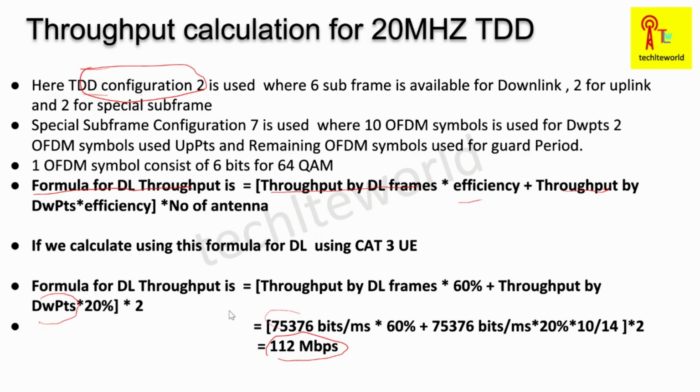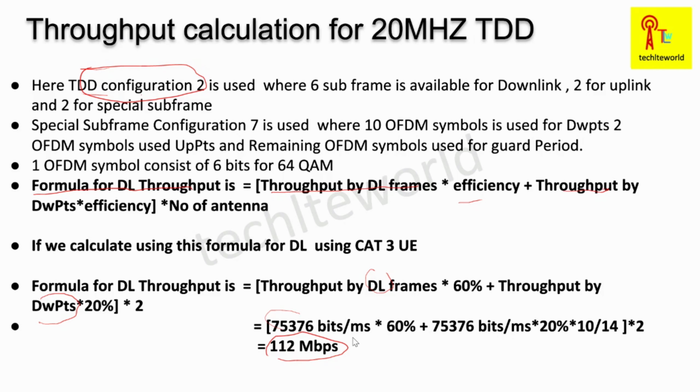The same formula we can use for the uplink throughput also, but the only thing that will be different is that instead of the DL frame, there will be the UL frame, and here will be UpPTS. Everything else remains the same, and it will give us a certain value for the UL throughput as well.